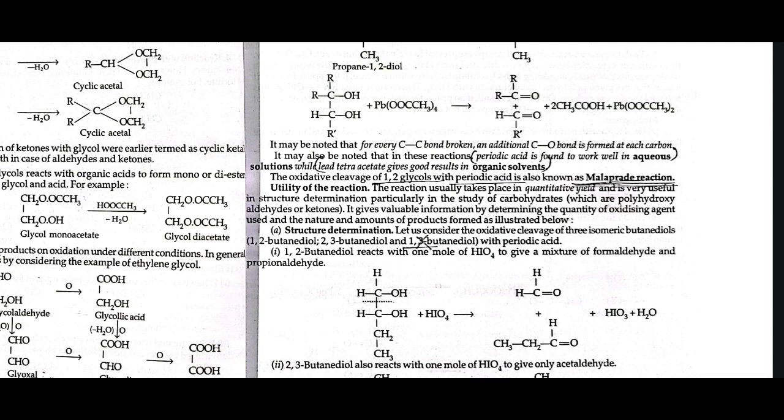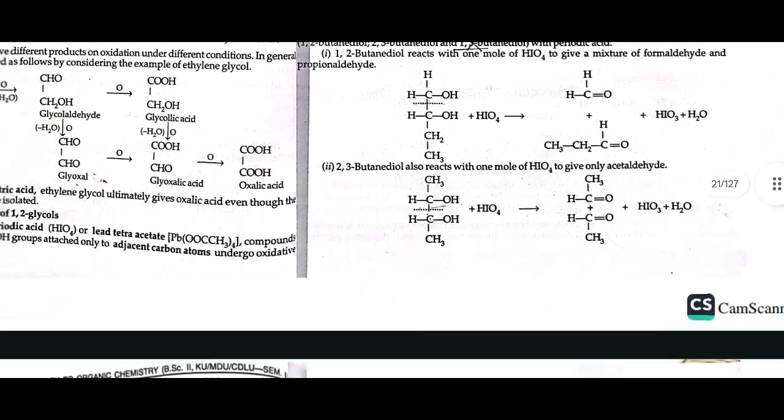Utility of the reaction. The reaction usually takes place in quantitative yield and is very useful in structure determination, particularly in the study of carbohydrates. It gives valuable information by determining the quantity of oxidizing agent used and the nature and amount of products formed, as illustrated below.